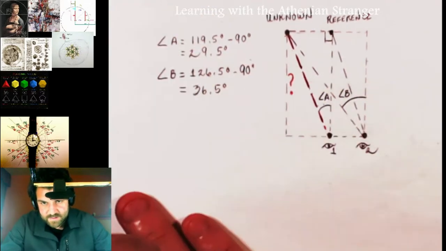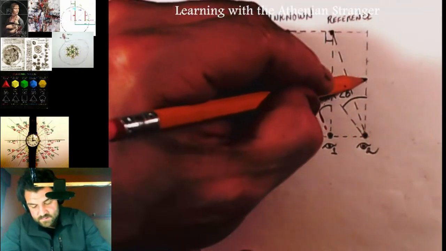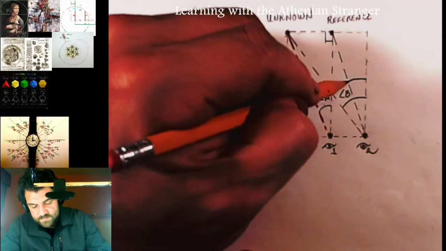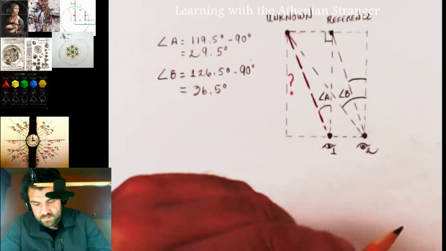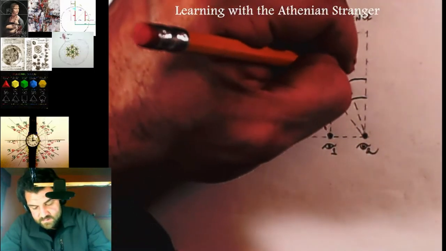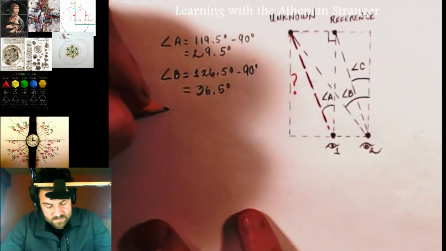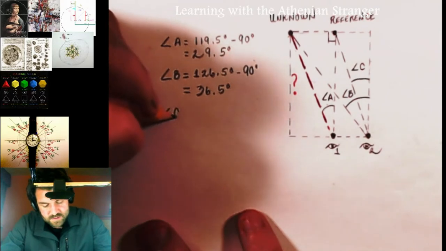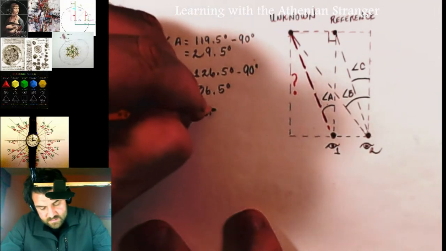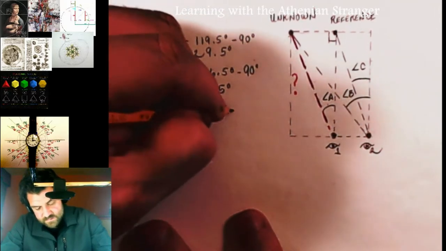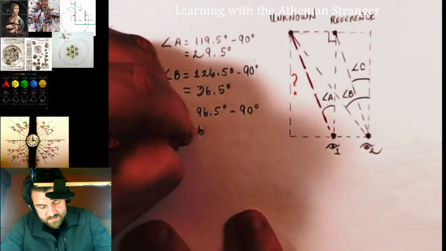Then when I was out there in the field, I took another angle, right? And this time I took an angle from my imaginary viewing location to the reference light pole. So we'll call this angle C. Just follow along. Angle C was measured at 96.5 degrees. Subtract out 90. So angle C was measured at 6.5 degrees.